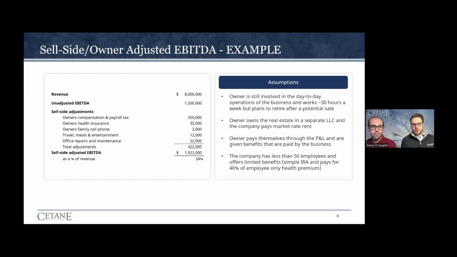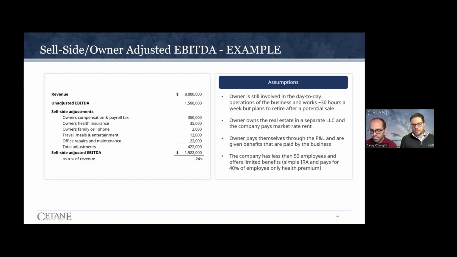And so, once you add up all of those different adjustments, you get your total adjustments, and then you add that to the unadjusted EBITDA. And that's how we get that sell side adjusted EBITDA, 1,922,000. And so you can see why, whether you're planning or you're actually looking to exit, it does matter a lot going through and doing these adjustments, because you just added $422,000 of potential EBITDA here.